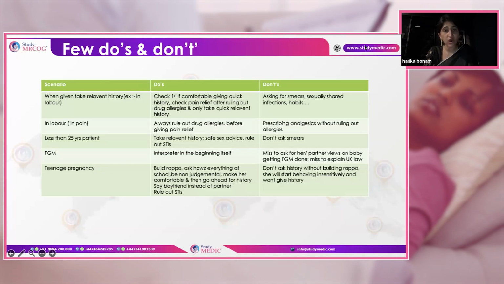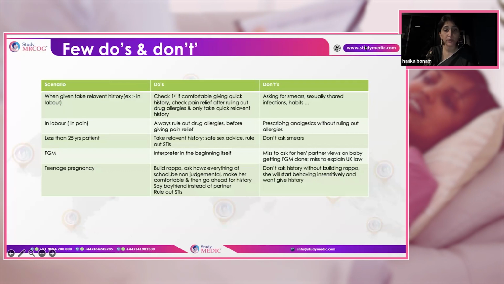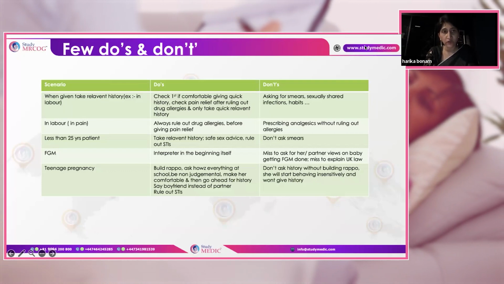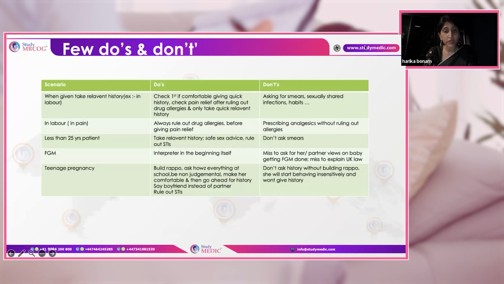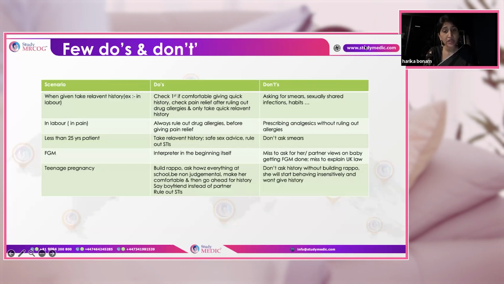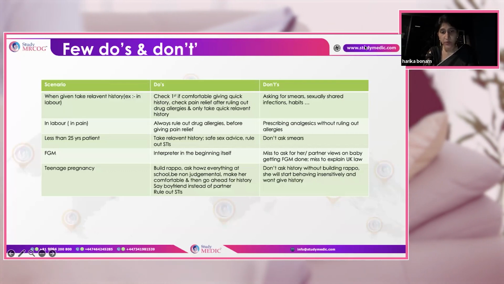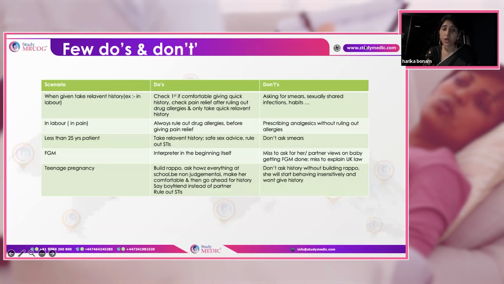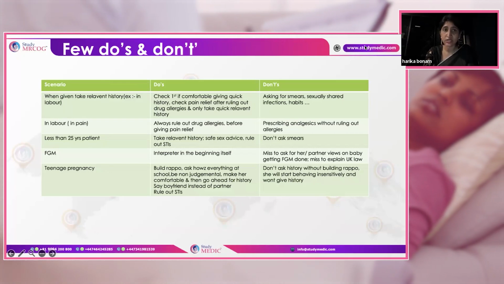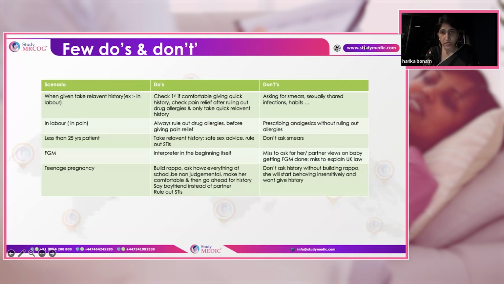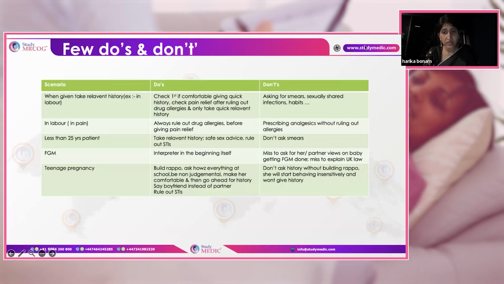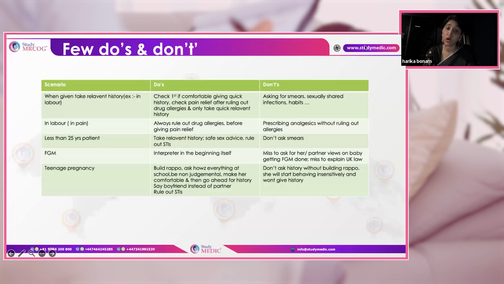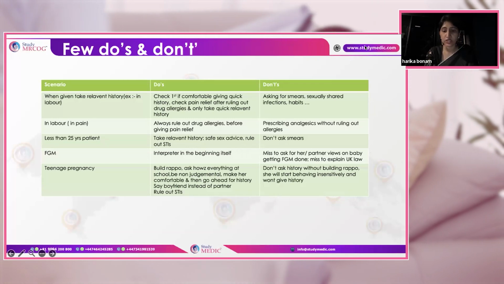In teenage pregnancy, always build rapport. If not, the teenagers will behave strangely. Ask how everything is at school, and then you can go ahead with the questionnaire. Be non-judgmental, make her comfortable, and then go ahead with the history. Instead of saying partner, use the word boyfriend. Always rule out sexually shared infections in patients with teenage pregnancy. And don't ask history without building rapport. She might behave insensitively or be reluctant to give the history.